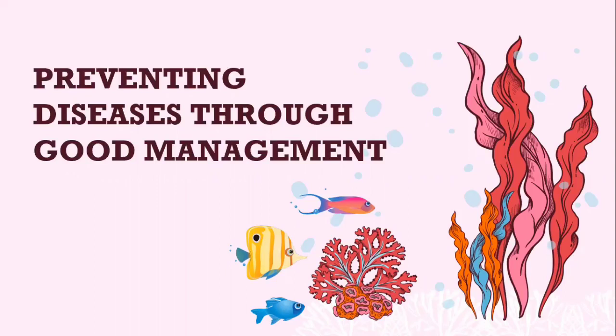Preventing diseases through good management. Fish diseases may cause severe losses on fish farms. They may cause reduced fish growth and production, increased feeding costs caused by lack of appetite and waste of uneaten feed, increased vulnerability to predation, increased susceptibility to low water quality, and above all, death of fish.